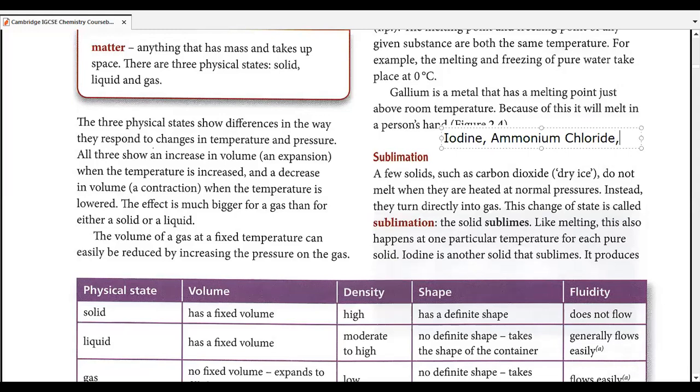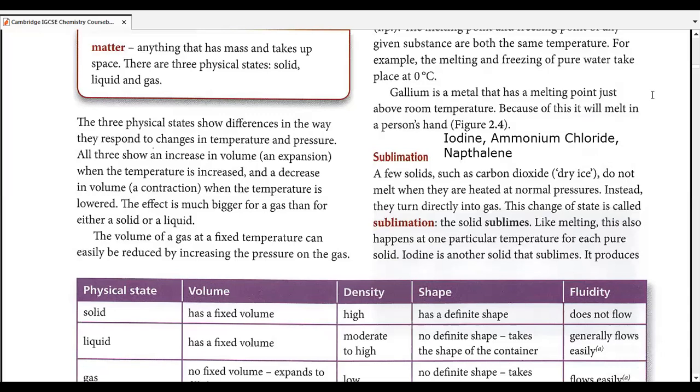And lastly, naphthalene. Please make sure that you also write it in your book, because just one example for sublimation compound is not enough. So we are going to go with more examples. The second example would be iodine. Make sure you write it in your book. The third one would be ammonium chloride. And the fourth one would be naphthalene. These are the examples that we are going to use for sublimation through our entire book.